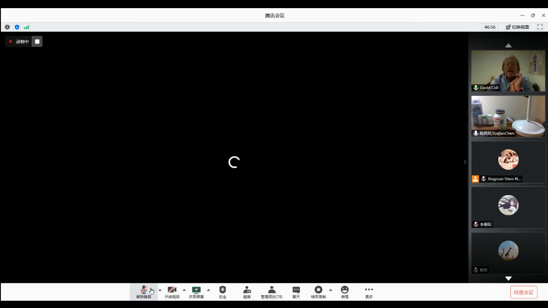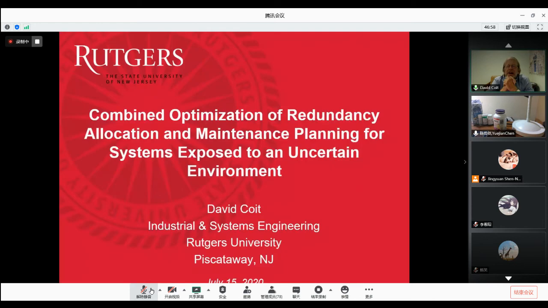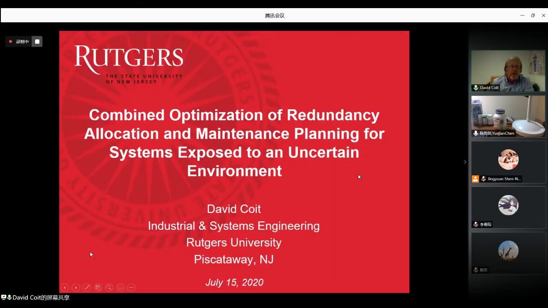So this is some work. I've presented preliminary versions of this before, but we're going to continue to work on this. And this is a relatively new optimization problem, certainly new before I started working on it.